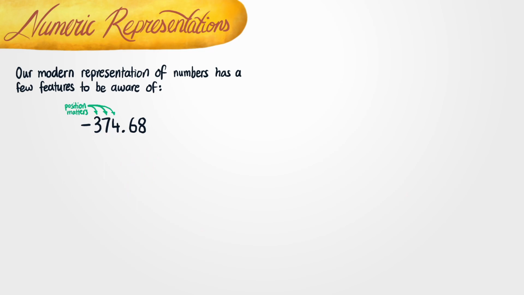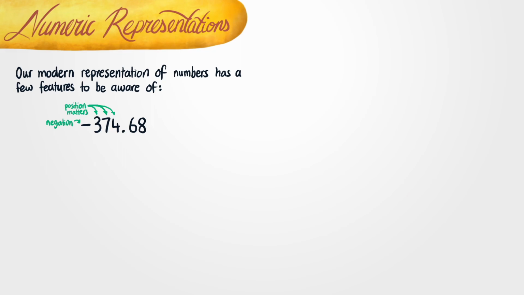The next feature that's also quite interesting is the inclusion of this negative sign, which indicates negation. If you take the number 374.68, negating it actually makes that into a negative number. Now, if you think of negation in terms of the numeric sets that we discussed in a previous lesson, negation actually allows us to move from the positive numbers to all the negative numbers. So in a sense, negation allows us to move from the natural numbers to the integers.